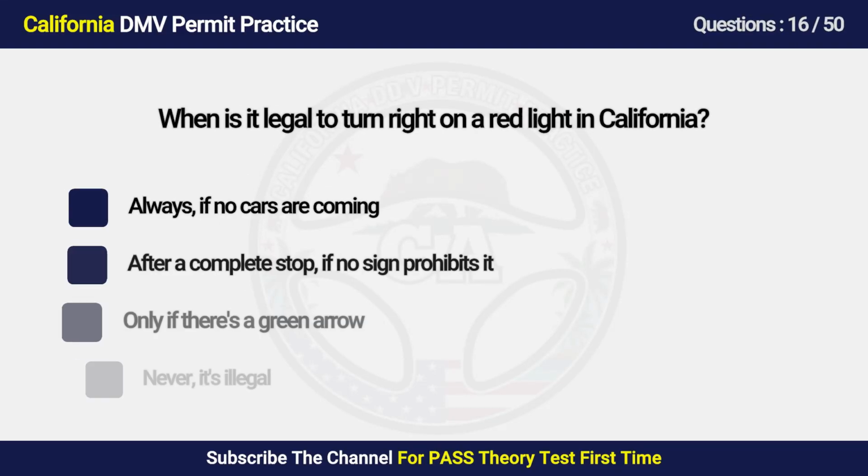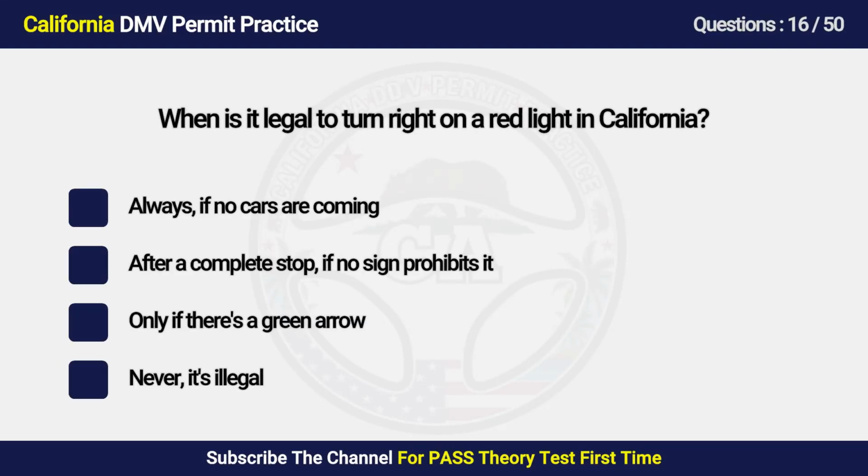Question 16. When is it legal to turn right on a red light in California? A. Always, if no cars are coming. B. After a complete stop, if no sign prohibits it. C. Only if there's a green arrow. D. Never, it's illegal.